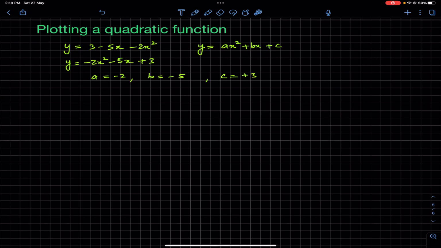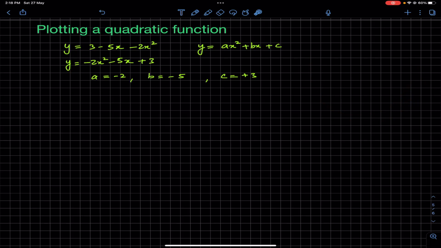Now always remember that this c always gives us the y-intercept of the quadratic function, and if this a value is negative, then the quadratic function is always drawn like this. So it is concave down. We can say that the ultimate graph or plot will look like this. So a is negative. If a is positive, the graph will look like this, so it will be concave up.